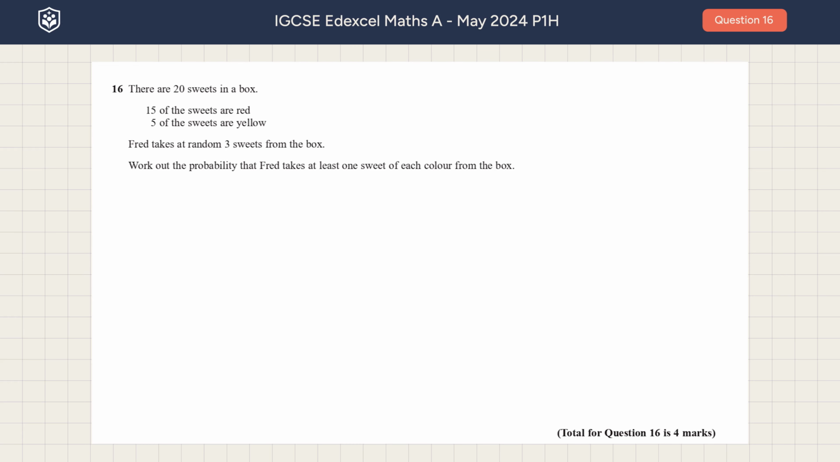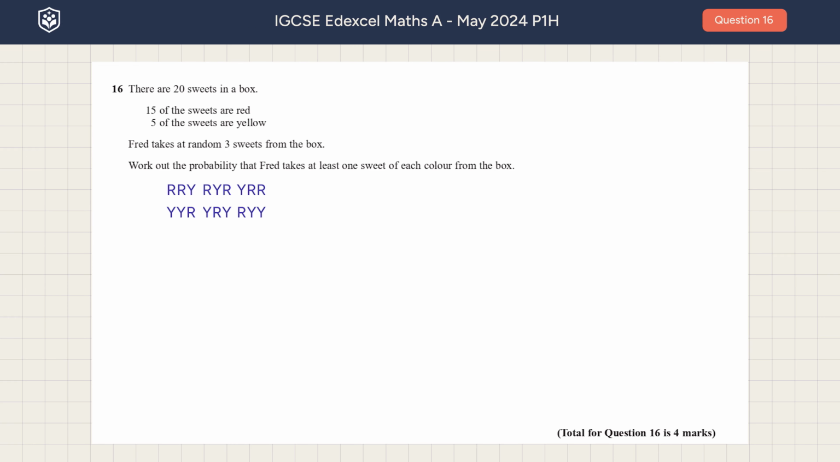There are 6 possible outcomes, 3 with 2 reds: red, red, yellow; red, yellow, red; or yellow, red, red; and 3 with 2 yellows: yellow, red, yellow; yellow, yellow, red; or red, yellow, yellow. And if we find the probability of one, like red, red, yellow, we times it by 3, that would give us all of these probabilities. And likewise, if you find the probability of yellow, yellow, red and times that by 3, that gives us all of these probabilities.